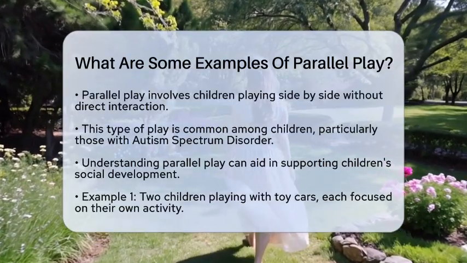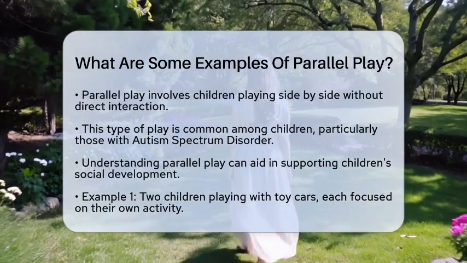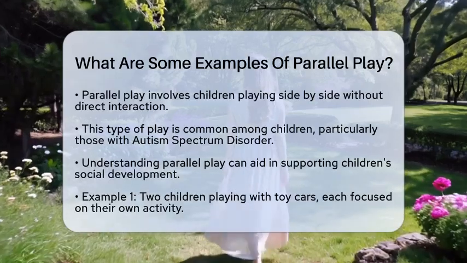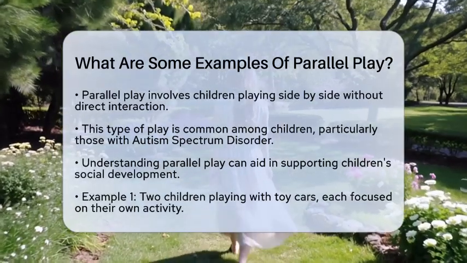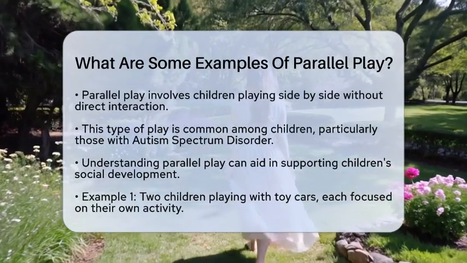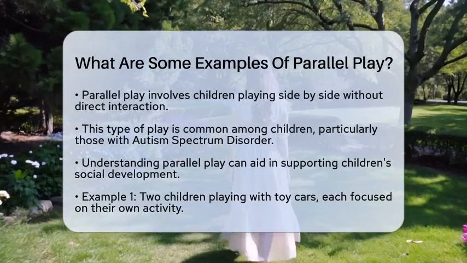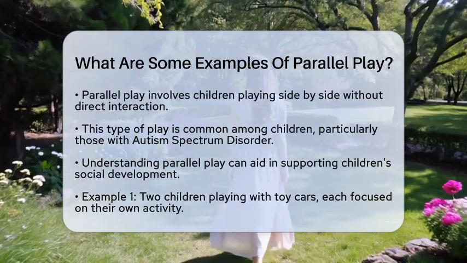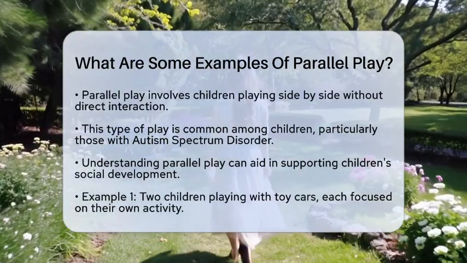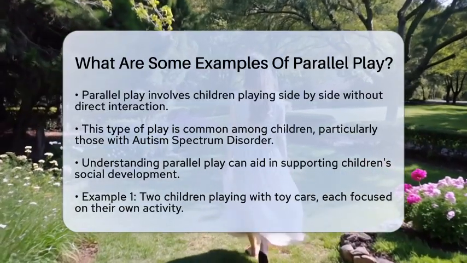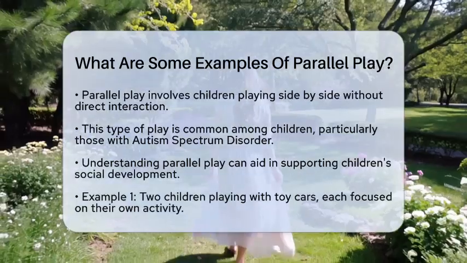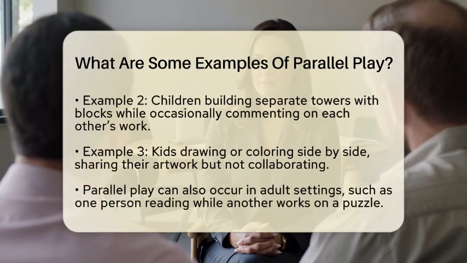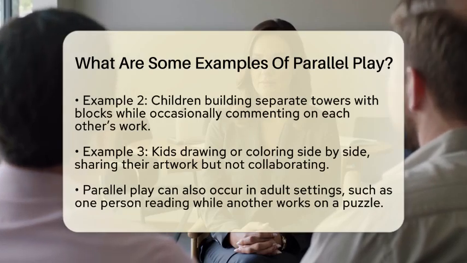So, what are some examples of parallel play? Let's take a closer look. First, consider a scenario where one child is playing with toy cars. They might sit next to another child who is also playing with cars. However, instead of racing or sharing the cars, each child focuses on their own activity. One child might be lining up their cars in a row, while the other is making a track. They are engaged in similar activities but are not interacting directly.